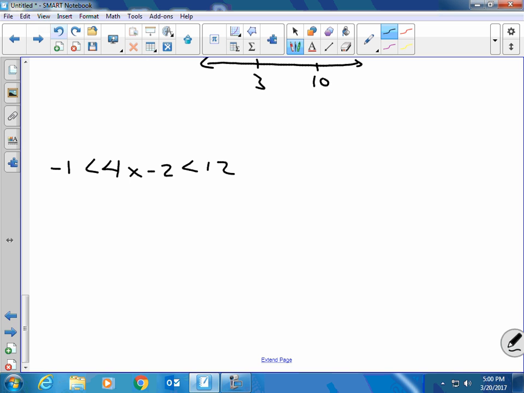All right, if you want to hit pause, you may. Otherwise, I'm going to start. First step, if I want to get x all by itself, my first step is to add 2 to both sides. And, sorry, all 3 sides. Left-hand side I get 1, right-hand side I get 14. Divide by 4, I get 1/4 on the left, I get just 1 in the middle, and I get 14 divided by 4, which is the same thing as 7 over 2.